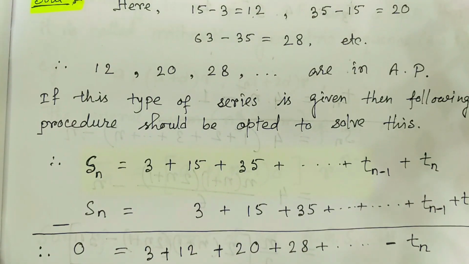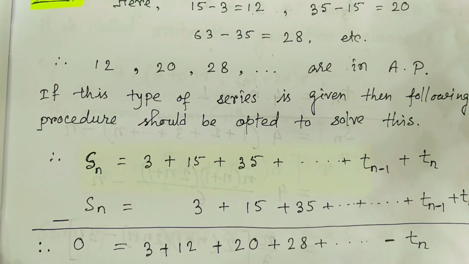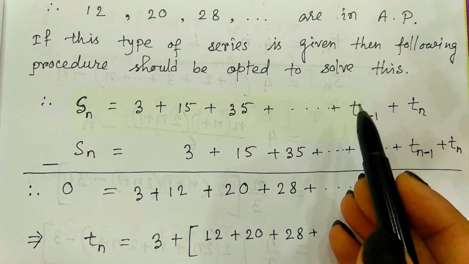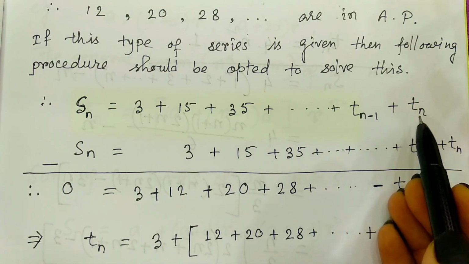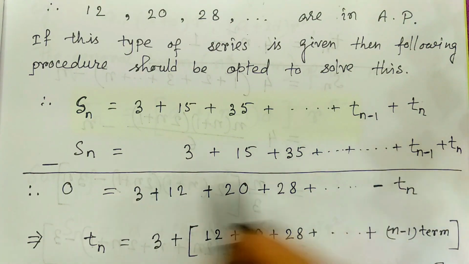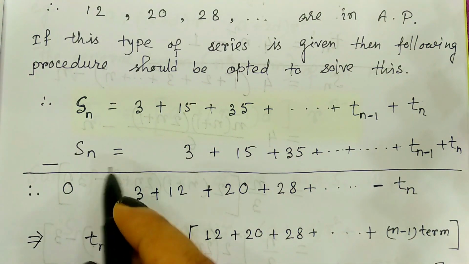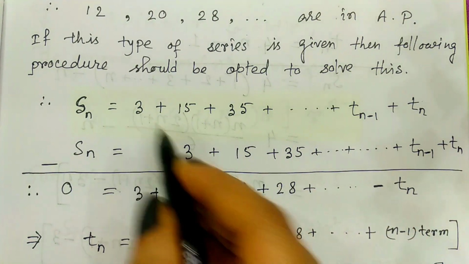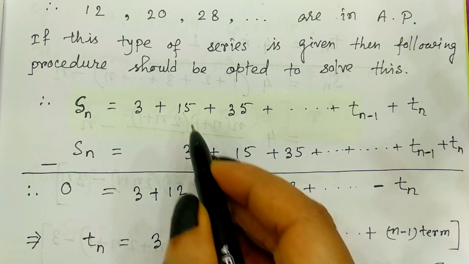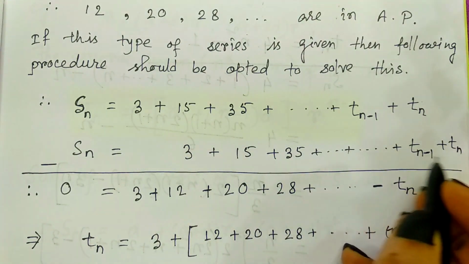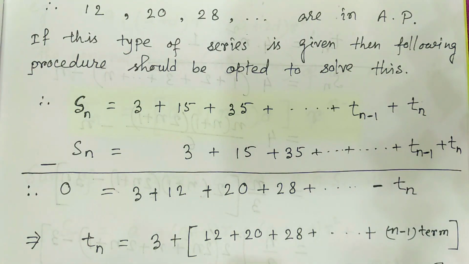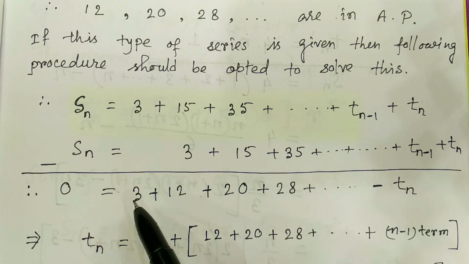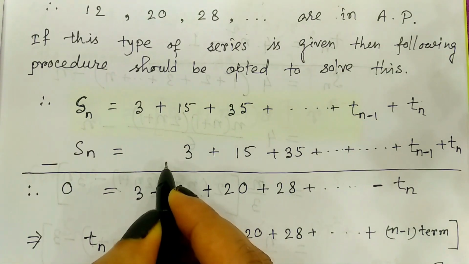So if this type of series is given, then we should opt for the following procedure. What should be the procedure? Sn is given as this one. Here Tn is the term which we can write just as Tn, and the previous term is Tn minus 1. Now Sn we write again by shifting one place. So again we write the Sn here so that 3 is beneath the 15, 15 we write under the 35, in this way we write, and then subtract. If we subtract, then definitely this Sn cancels out and this side we will find 0.